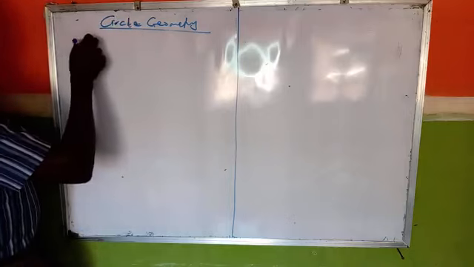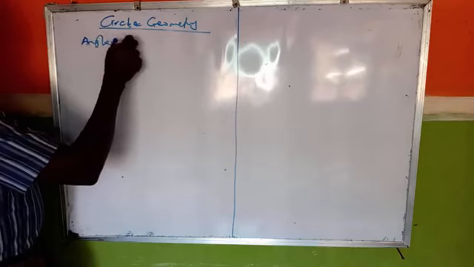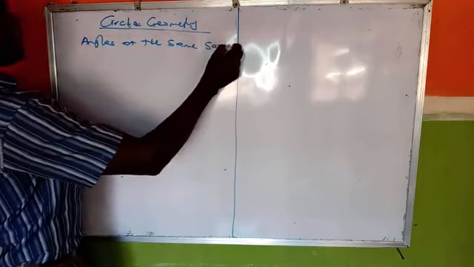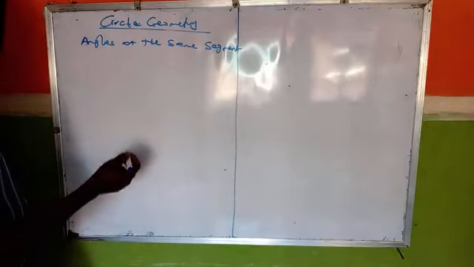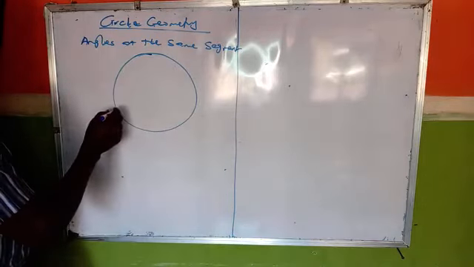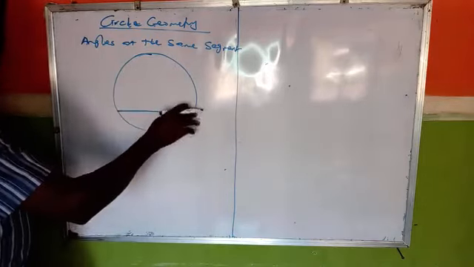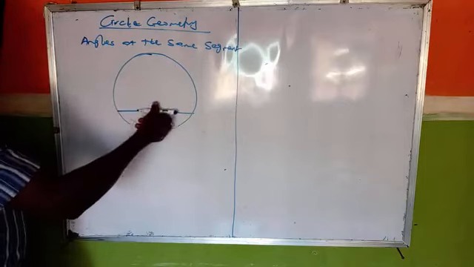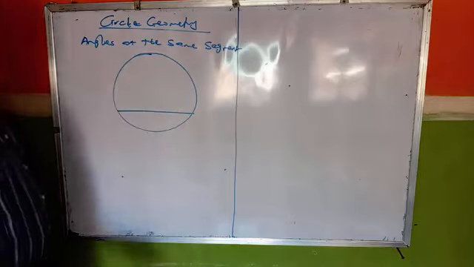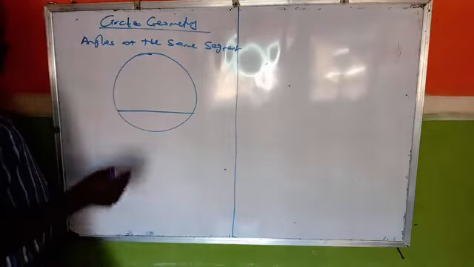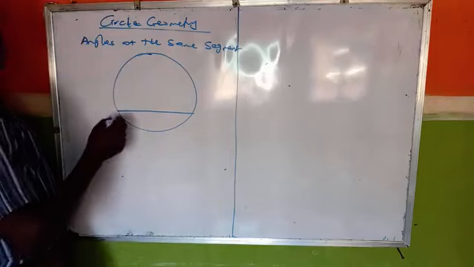Angles at the same segment. Now, I told you the other time about major segments and minor segments. Like if this line is a chord, then you have this part as the minor segment, and this part as the major segment. This one says that we are talking about angles at the same segment. So you can look at this.